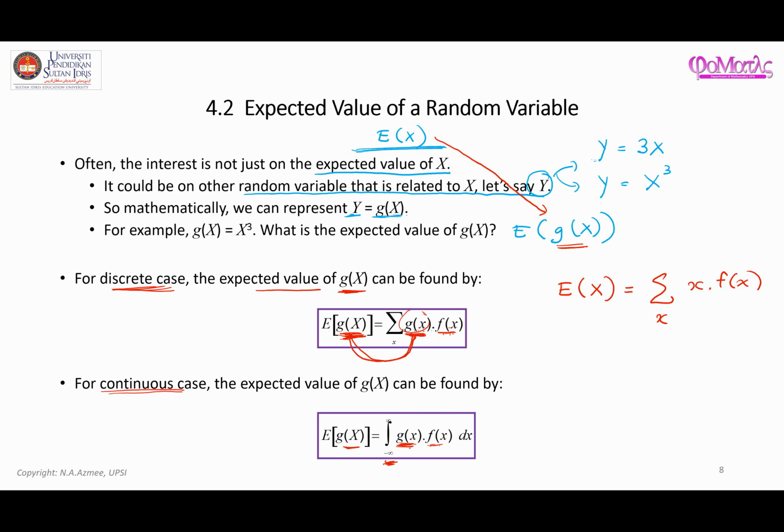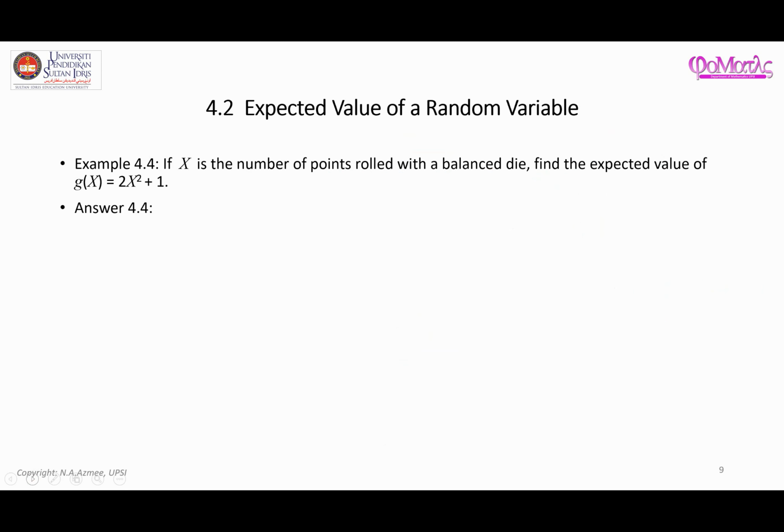Now let's look at examples. I hope with examples it becomes clearer and you have a better understanding of how we can do that. Here is a discrete case example where X represents the number of points rolled with a balanced die, and you have to find the expected value of this function.